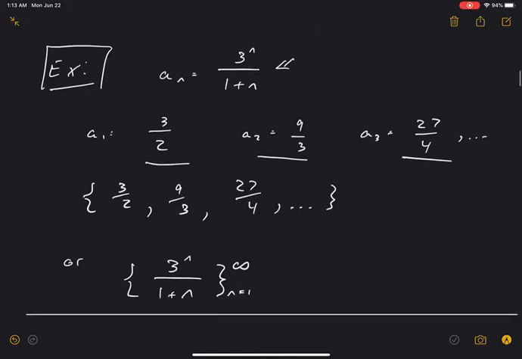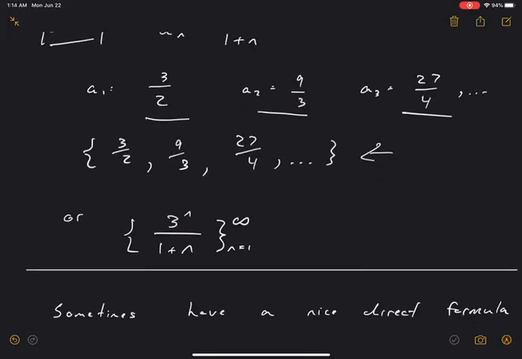So my sequence might look like this. I've written out the first few terms inside my braces, and then I have my ellipsis, meaning it goes on forever. Or what's another way to write this? I just write the formula in the center of my braces, and then I use that notation from n equals 1 to infinity. I could also do that third way of writing out my sequence, 3 to the n over 1 plus n, just in braces.